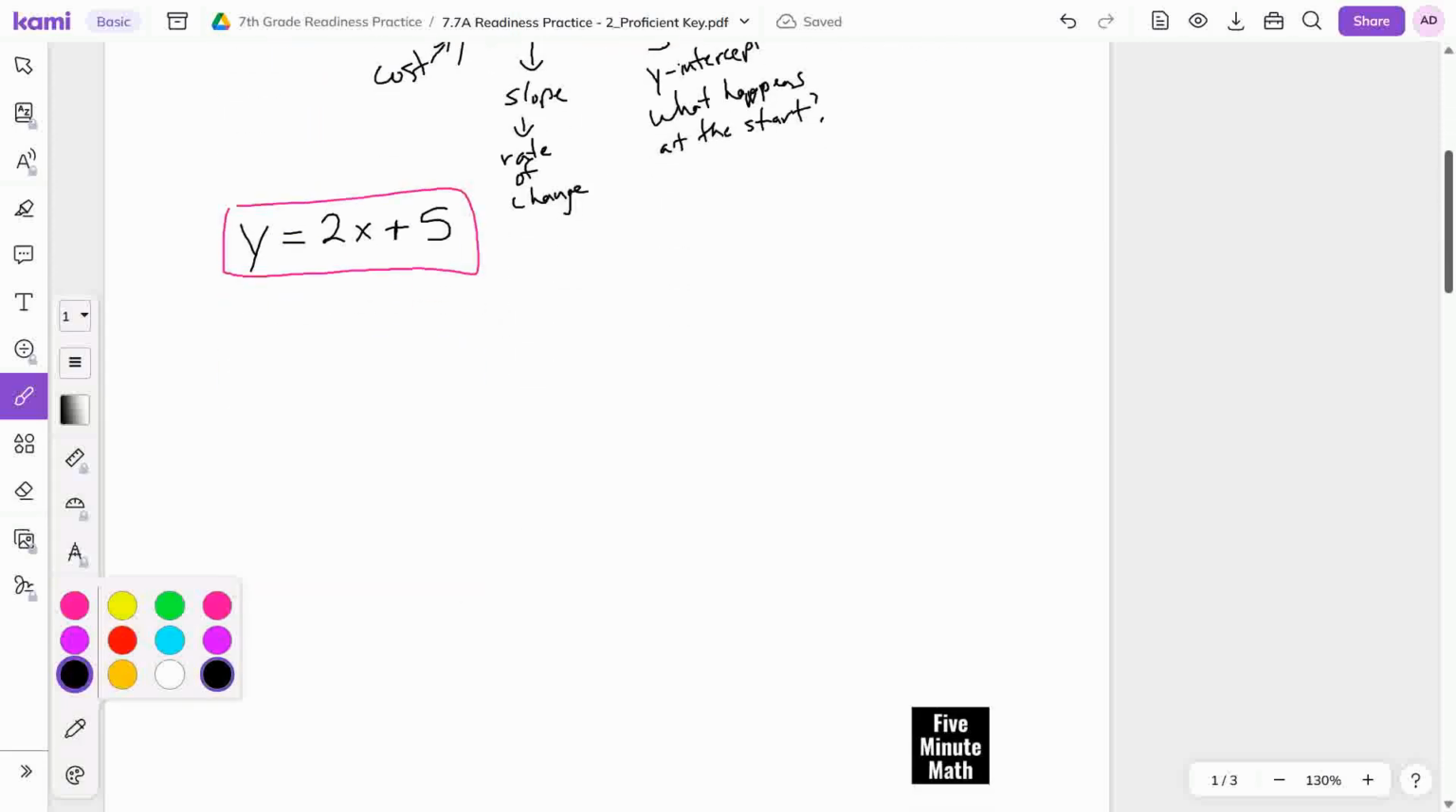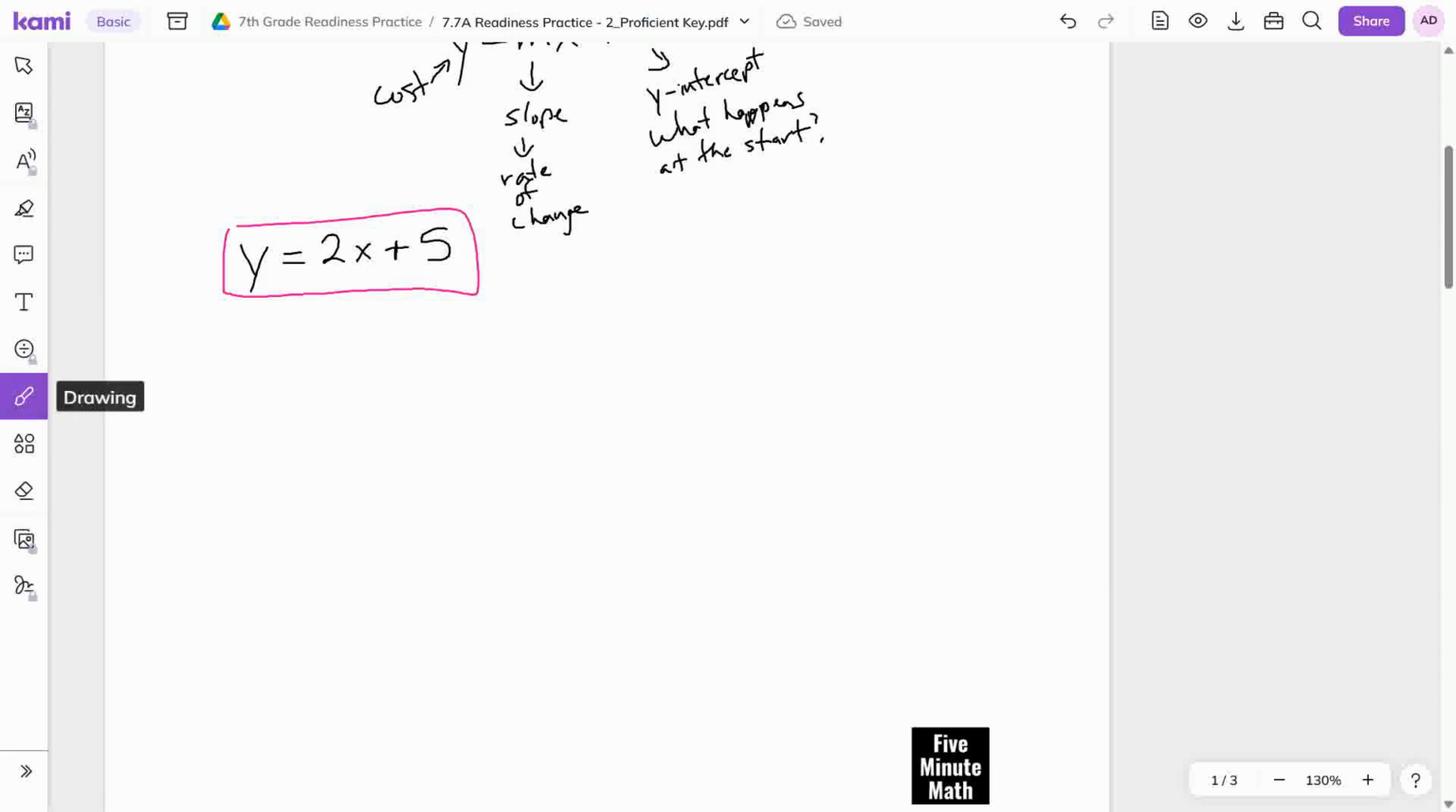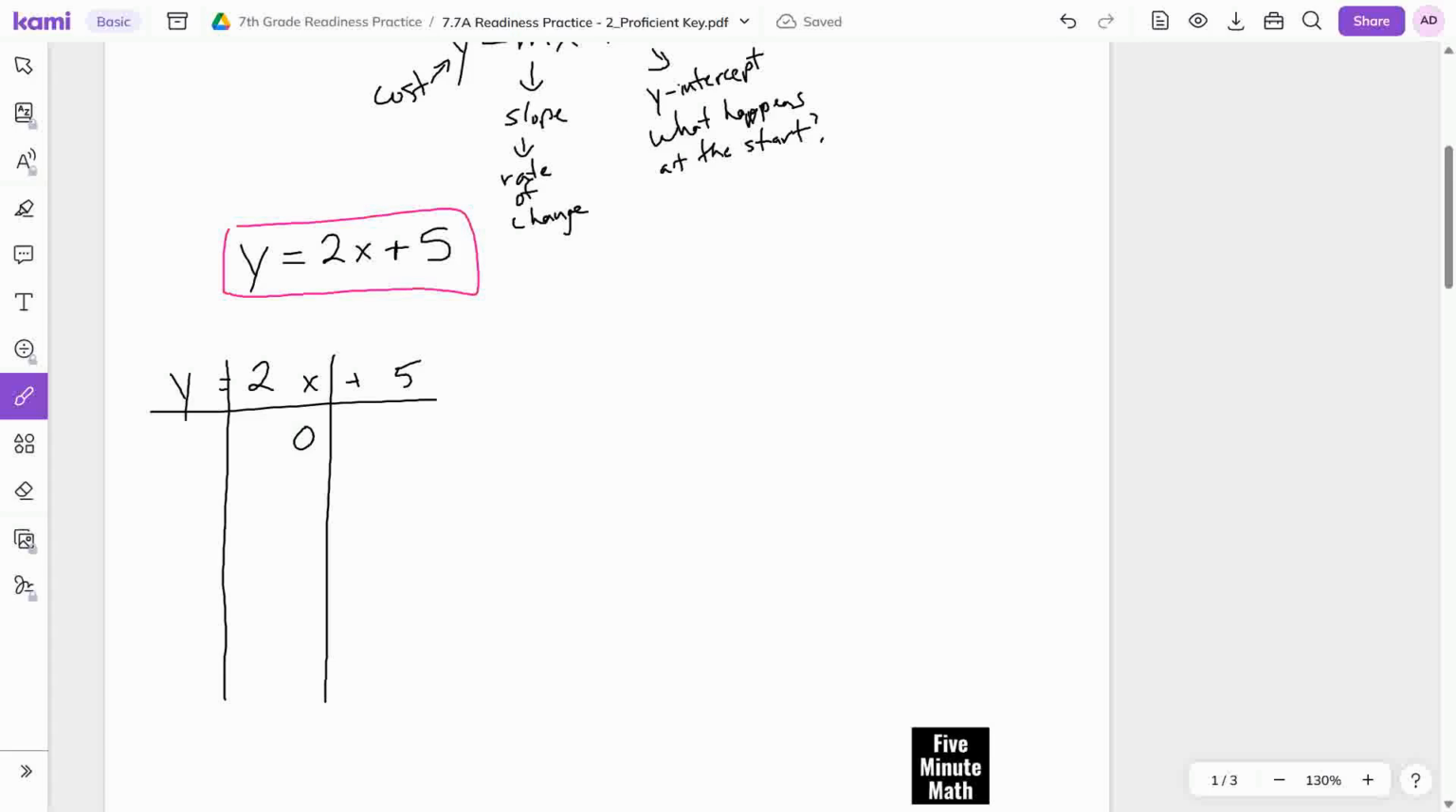All right, now I'll show you kind of a slower way to make a table. If you want, you can write it just like this. y equals 2x plus 5. And we can just kind of do it like this. So let's say our x is 0. Okay? 0 hours. 2 times 0 plus 5. Well, 2 times 0 is 0. Add the 5. That's going to equal 5. So it costs you $5 just to walk up.